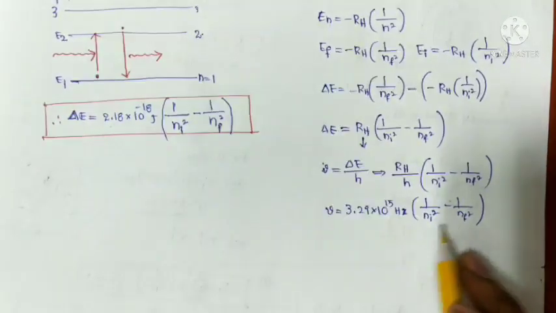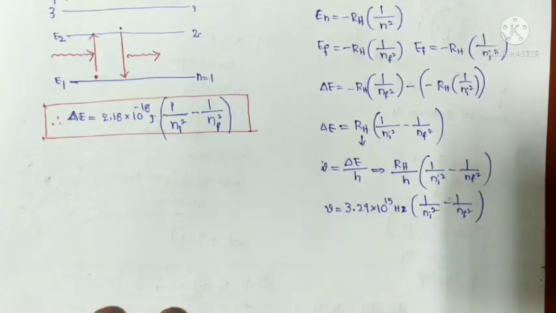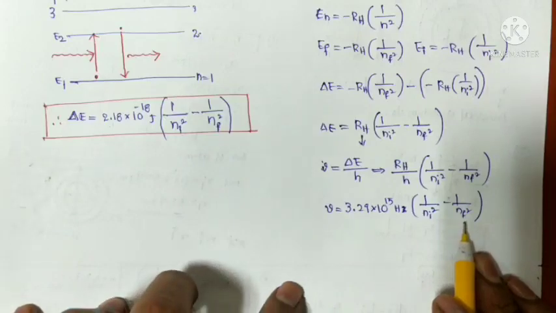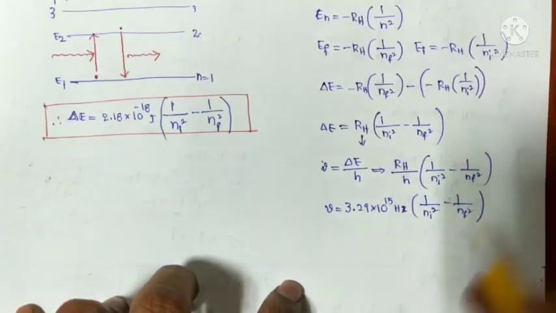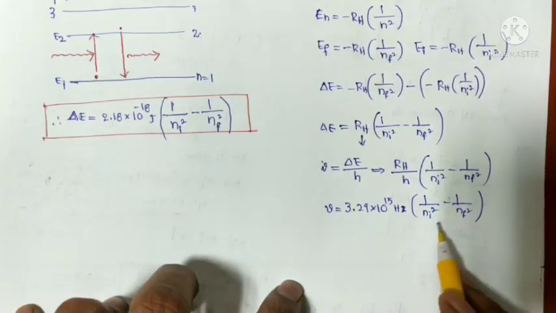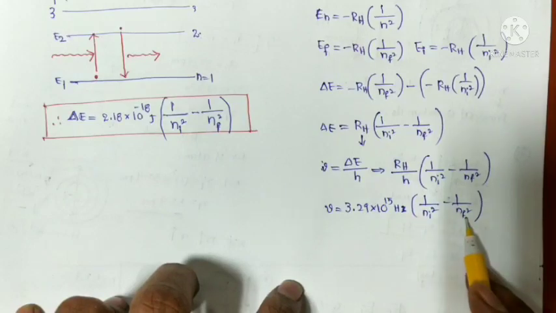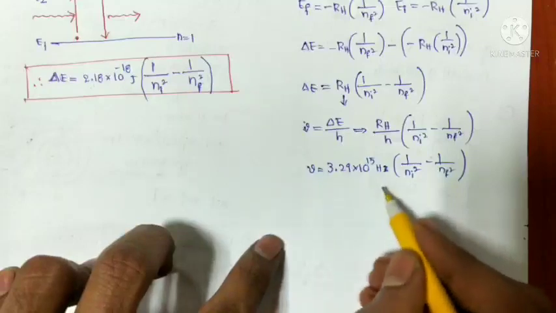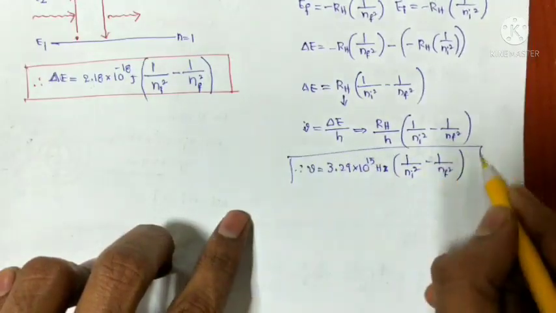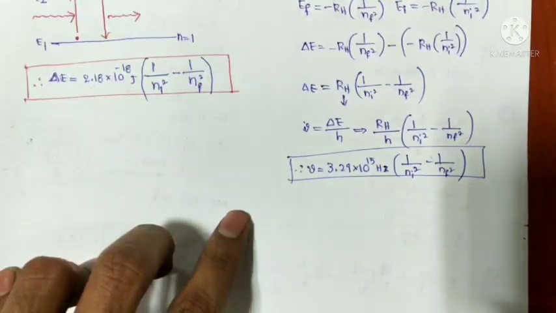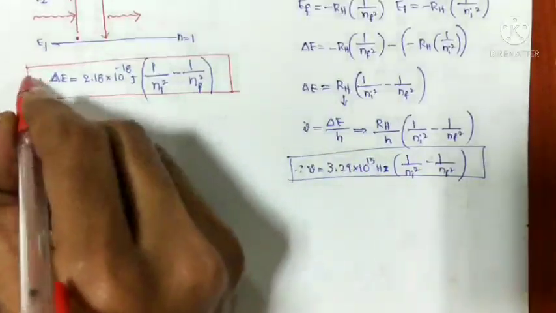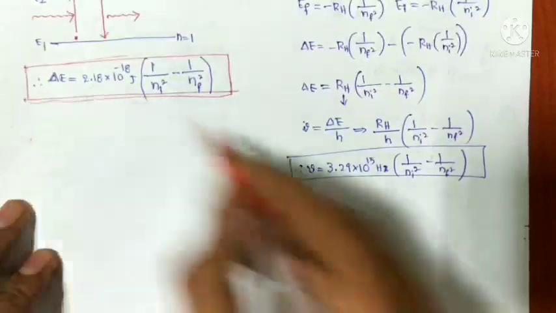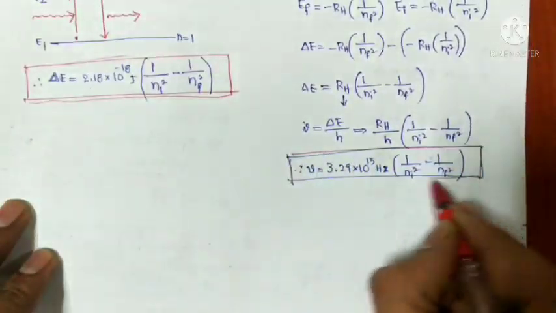Here ni and nf are the quantum numbers, that means n equal to 1 energy state, stationary state, n equal to 2, like this. Initial stationary state and final stationary state. So this is the frequency. Very, very important. These principles, delta E and the frequency of the radiation, are very, very important.